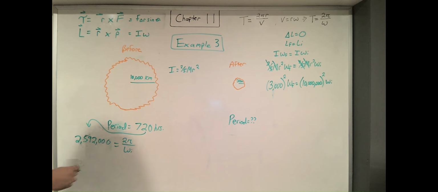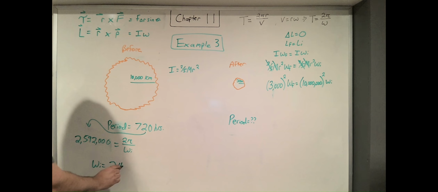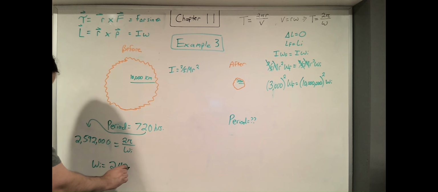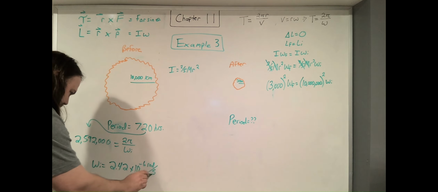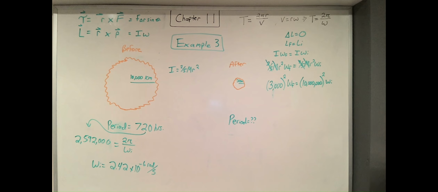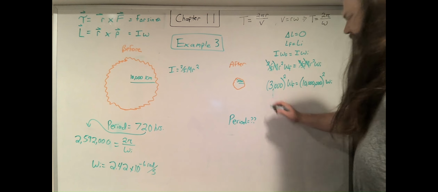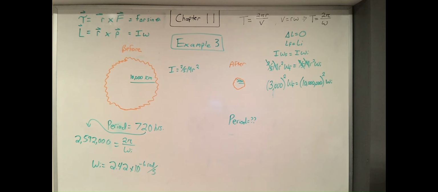Now I need to solve for omega I. Well, that means I'm going to have to take 2 pi and divide it by that big answer. And it gives me a really small number: 2.42 times 10 to the negative 6th. Really, really small number there. That's my omega I. All right, well, we got really big numbers over here, so that's okay if we add in a really small number.